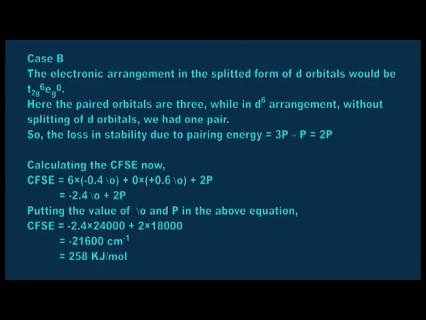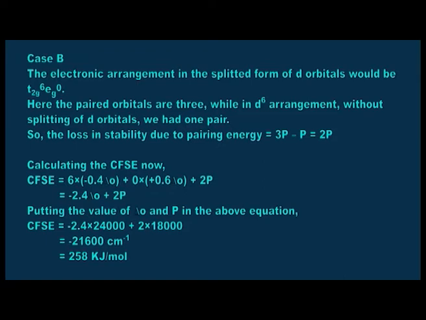Now, let us discuss case B, where it was given that the crystal field splitting value is 24,000 centimeter inverse, and this value is higher than the value of pairing energy, which is given as 18,000 centimeter inverse. So here the formed complex would be low spin. Therefore, the electronic arrangement in the split d orbitals would be T2g6 Eg0. So the paired orbitals are 3, while in the d6 arrangement without splitting, the d orbitals contained only one pair of electrons. So the loss of stability due to pairing energy is equal to 3P minus P, equal to 2P.